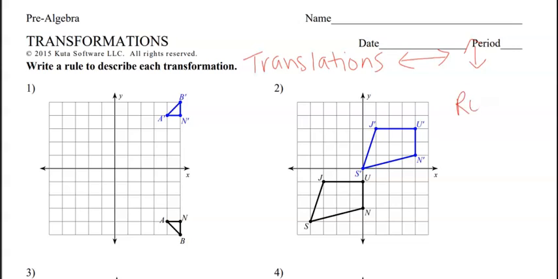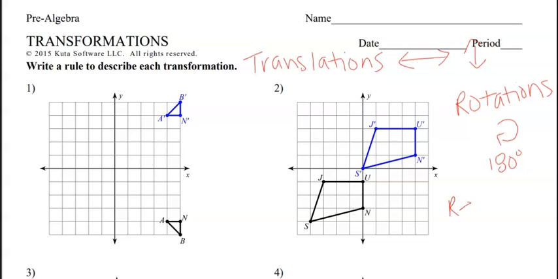We have rotations, which rotate things to a certain degree. Like a 180-degree rotation would be to turn something completely around. If you do a 180-degree rotation, instead of facing forward, you're now facing backwards.